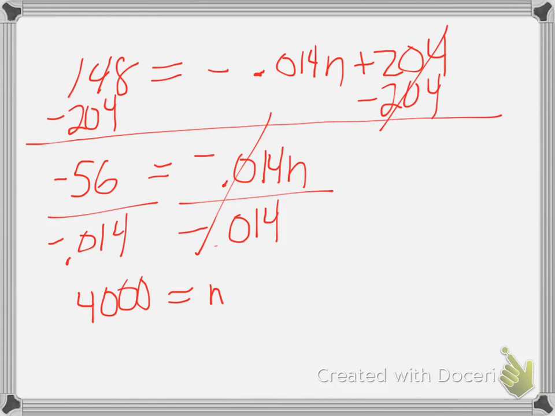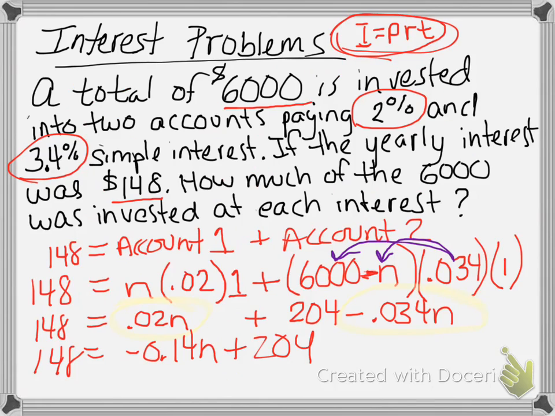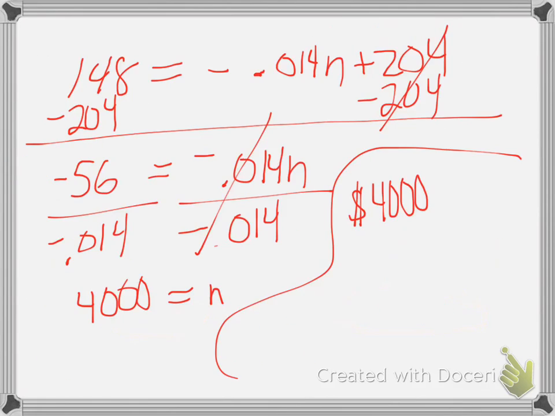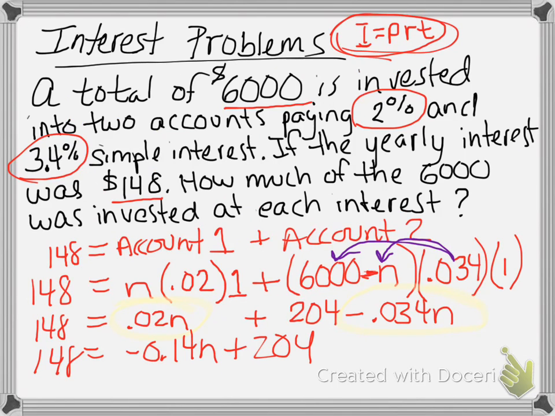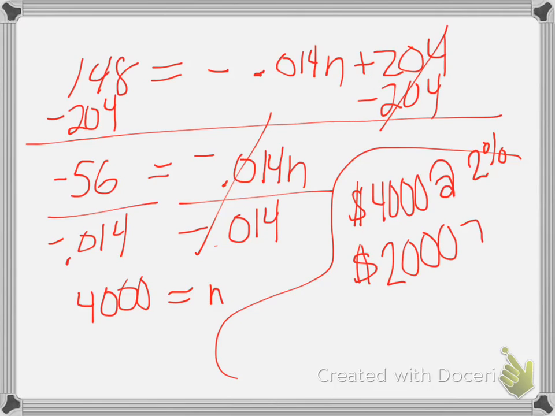So that means that you have to answer the question. Okay, that means that $4,000 went into the account that we labeled n. So think back to what we called n. We called n that first account that we figured had 2% interest. And so to finalize your answer, you have to say how much went to which account. So 4,000 at 2%. Well, if there was 6,000 altogether, that means that the leftover 2,000 had to go into the account that was 3.4%.